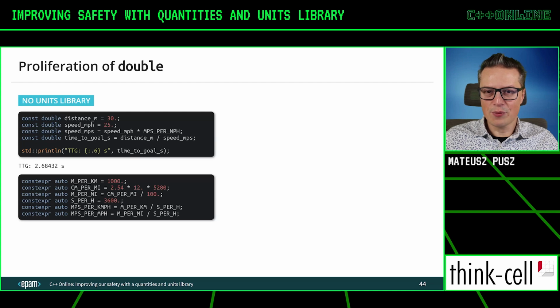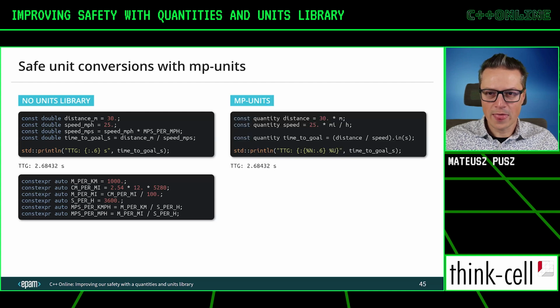So let's see the same example with the physical units library. We don't need to provide any special names for units anymore. So you just say distance, speed, time to go, and provide the unit right away during construction. Otherwise, you will not be able to construct a quantity without specifying the unit here. Right? Notice that I also don't have to specify this conversion factor here because the library knows it based on the definitions of the specific units. So if I just divide distance by speed, I can say I want the result in seconds, and I have it in seconds. Right?